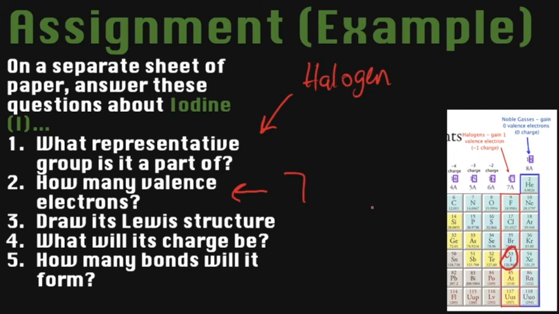What would its Lewis structure look like? Well, iodine is right here, and then we would go 1, 2, 3, 4, 5, 6, 7. Okay. What will its charge be? Well, notice it has 1 open slot. So what would its charge be if it got that extra electron in that spot? And here the answer would be -1. Okay? Because if it got an extra electron, which is negatively charged, it would then take on a -1 charge. So how many bonds will it form? It will form 1 bond.